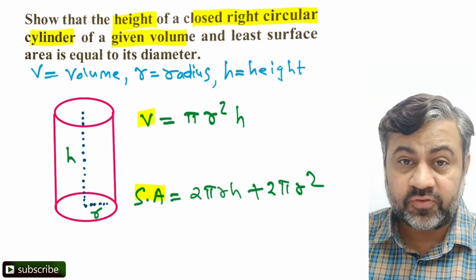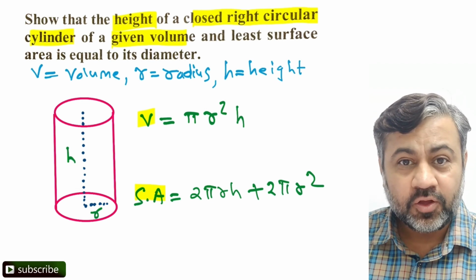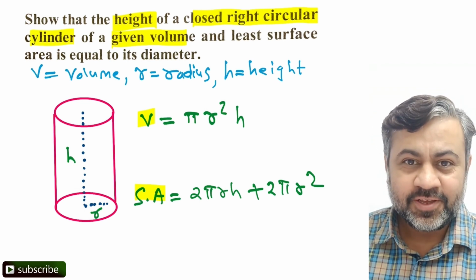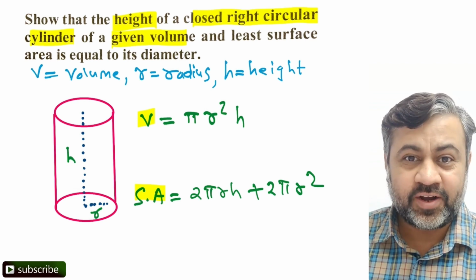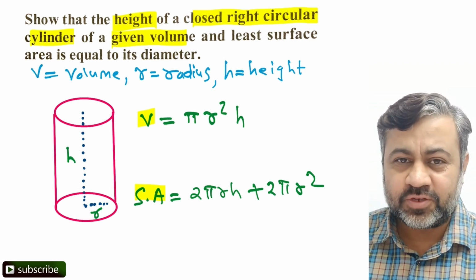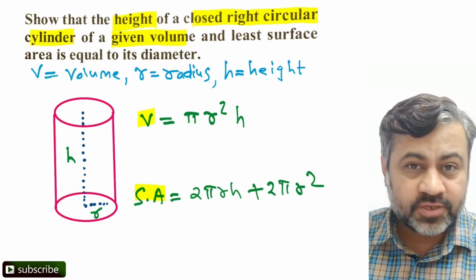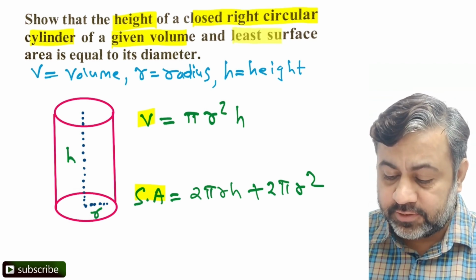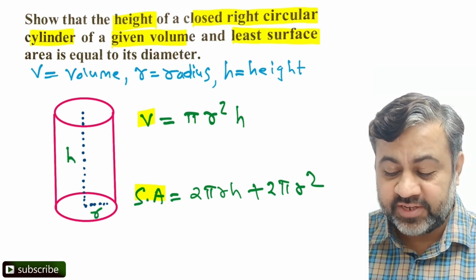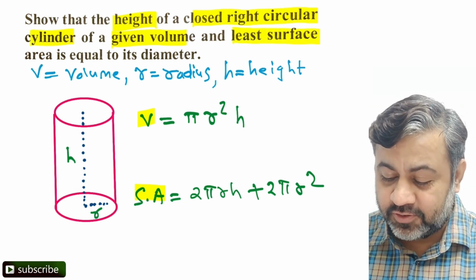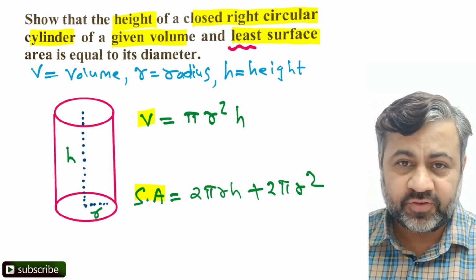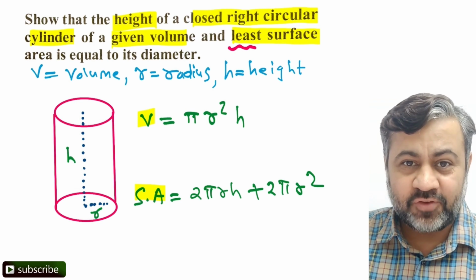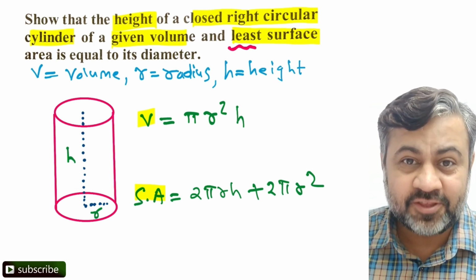given volume, means what is fixed, what is constant here? Volume is given, volume is fixed. As in previous question, surface area was fixed 192 square centimeter, right? In this question, volume is fixed. How much is not told to us, but it's fixed. And least surface area is equal to its diameter. So the word least means you have to basically think about the minimum surface area when volume is fixed. Okay, minimum surface area when volume is fixed is basically the question.